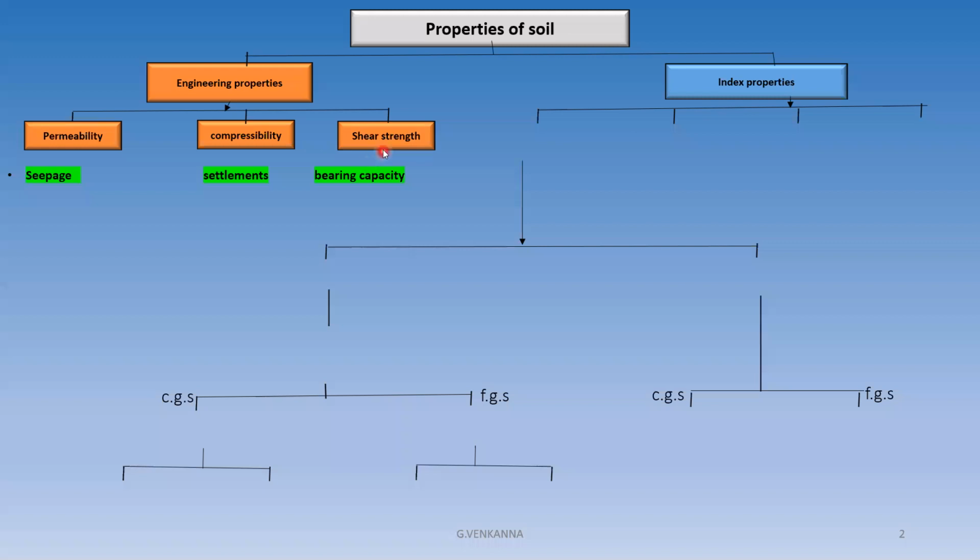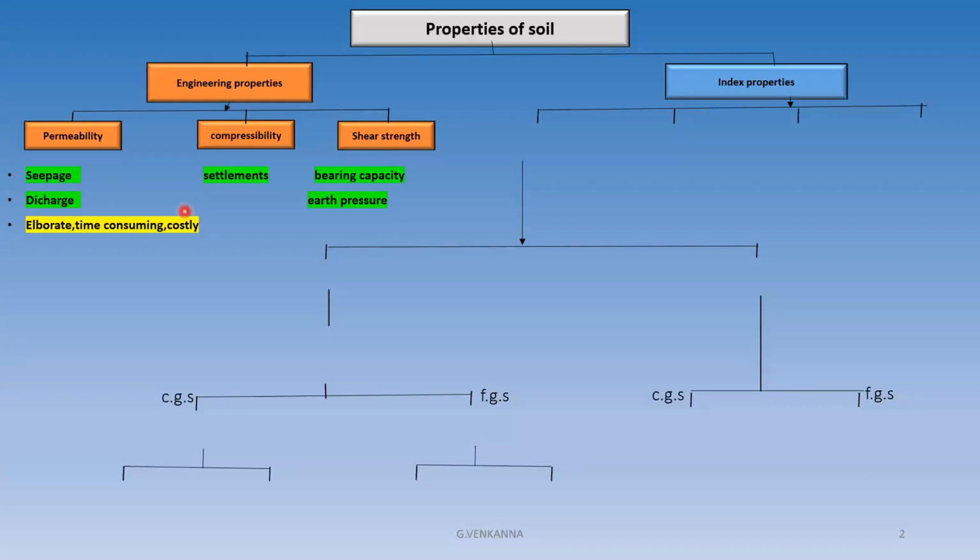Next one, shear strength. Shear strength is how much maximum shear stress a soil can bear. In this situation we can find the bearing capacity and earth pressure. But these engineering properties are really very elaborate, time consuming, and costly. Due to these disadvantages, the cost for the site engineer or geotechnical engineer is almost double or more than the cost of the construction for these engineering properties.